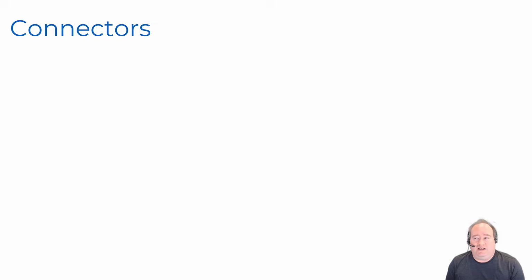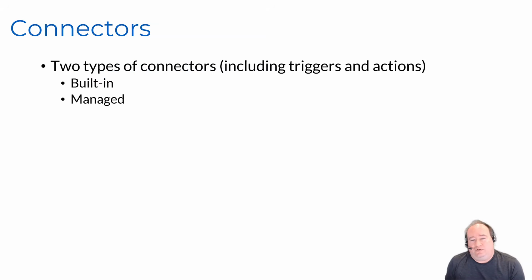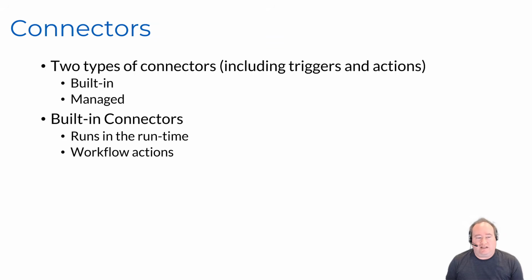Now, as we dive into connectors, let's talk about the two main types of connectors. Inside each of these connectors, you have a collection of triggers and actions. So each connector is essentially a component around triggers and actions. The two core types of connectors are built-in connectors, and then managed connectors, which are the Microsoft managed connectors we talked about. Let's dive a little more into built-in connectors.